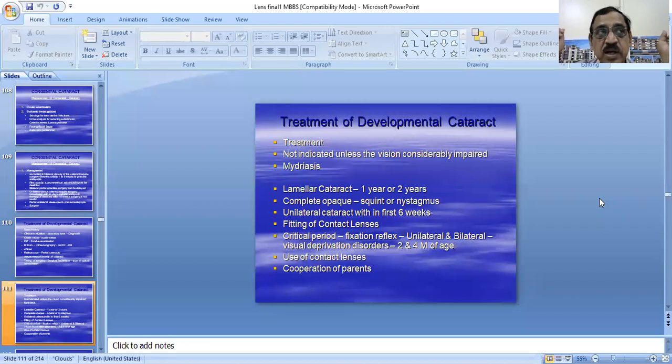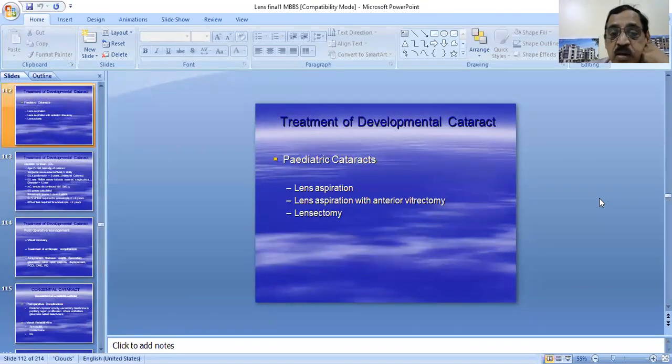And use of contact lenses, one must take into confidence the parents' cooperation, because the child cannot put the contact lenses by themselves. Nowadays, actually, we are not rather keeping hopes on these contact lenses or opaque glasses. And we are trying to actually do an extracapsular cataract extraction, lens aspiration with the phaco, and then put in actually an IOL.